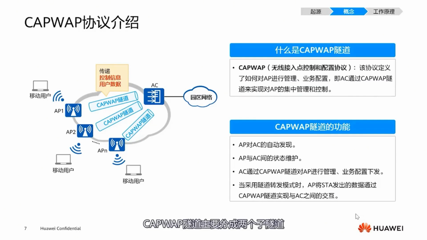The CAPWAP tunnel is mainly divided into 2 subtunnels. The first is to maintain the state between AP and AC. This includes monitoring AP status, which is part of the management work. Additionally, terminals can also convert data through the CAPWAP tunnel.